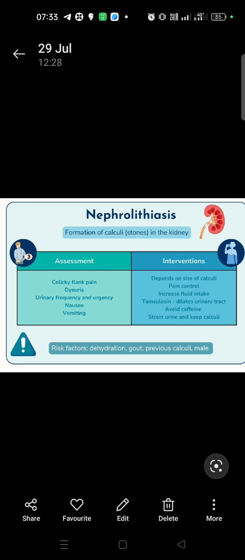Today we can study nephrolithiasis. Nephrolithiasis is the formation of calculi. Calculi means stones in the kidney. Nephrolithiasis means formation of stones in the kidney.